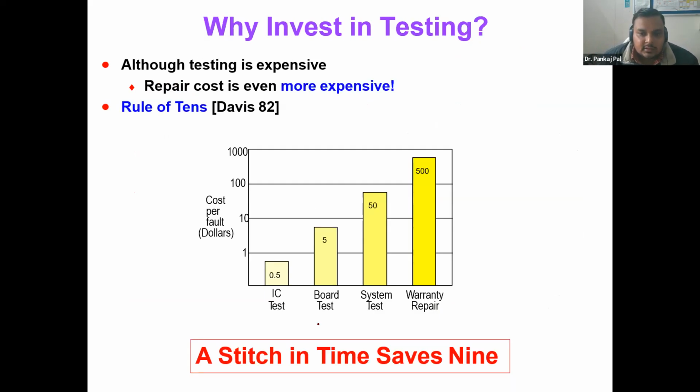So why are we going to invest in testing? We have already seen the cost per test. If we implement this IC on a board, then it will cost 10 times more. It seems to be a 10-time rule. That is why I have written over there the rule of 10, given by Davis in 1982. And if the board is at the system test level and you want to check the system, then it will cost you even more. Okay, that is why it is advisable that you check each and every point.